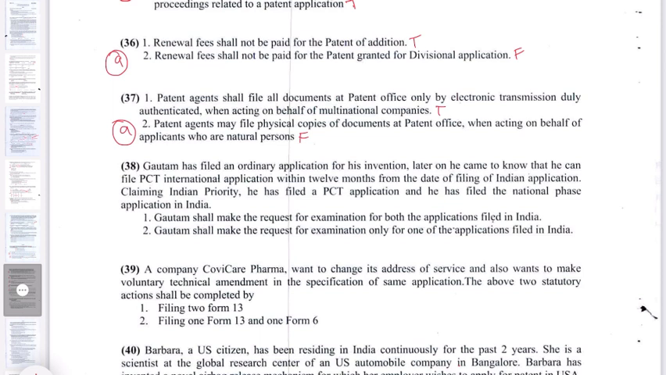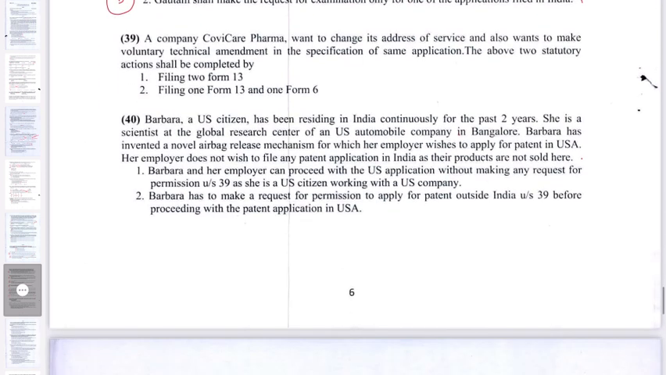Next question. A company Covicare Pharma wants to change its address of service and also wants to make voluntary technical amendment in the specification of the same application. The above two statutory actions shall be completed by: A. Filing two forms 13, B. Filing one form 13 and one form 16. So the first sentence here is true and second sentence is false. So the correct option is A.